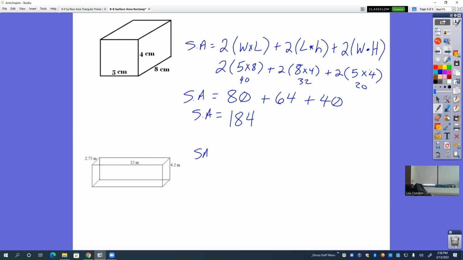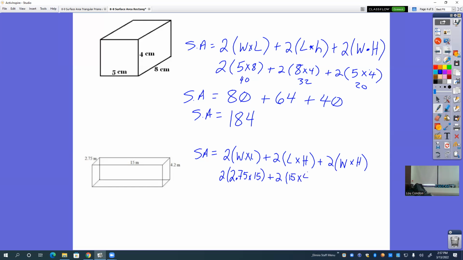So one more time, as one more example. 2 times the width times the length plus 2 times the length times the height plus 2 times the width times the height. So this time, the width would be 2 times 2.75 times the length, which is 15, plus 2 times 15 times the height, which is 4.2, plus 2 times the width, which is 2.75, times 4.2, which is the height.